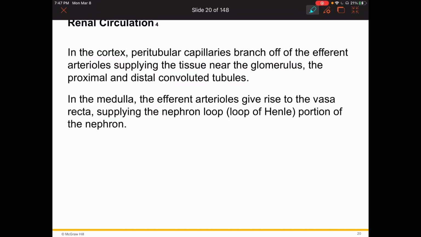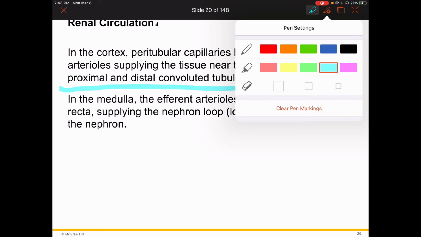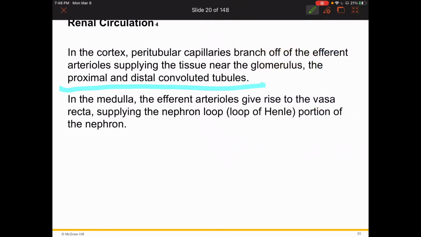Okay. So in the cortex, the peritubular capillaries are going to branch off of the efferent arterioles, and they're going to supply the tissue near the glomerulus. Now we're going to get into this concept of the proximal and the distal convoluted tubule. Those are parts of this really cool filtering structure called the nephron. Very complicated, but these are definitely parts of it.